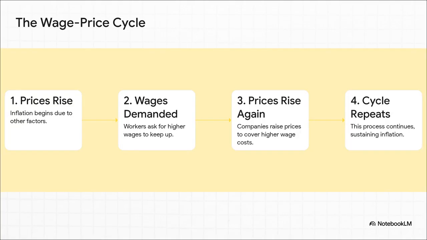And this often turns into what's called a wage price cycle. Here's how it works. It starts with prices going up for whatever reason. So workers, seeing that their money doesn't buy as much, demand higher wages to keep up. Now, to cover those higher wage costs, companies raise their prices. And what does that do? It leads workers to ask for yet another raise. And you can see how this spiral just keeps going.